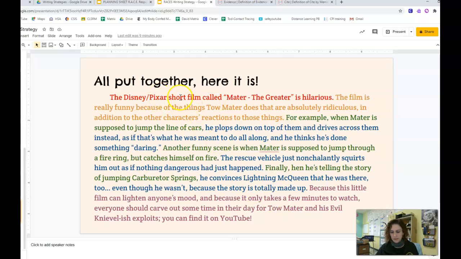And I've color-coded it so you can see this is the R, this is the A, green is my cited evidence, blue is my explanation and elaboration, purple is my so what.